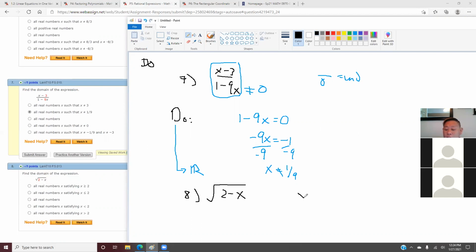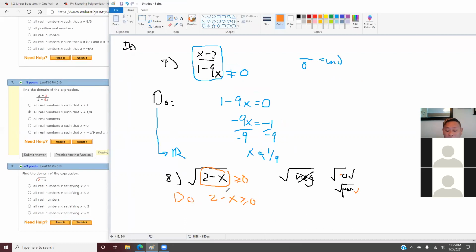Now, as you know, for a square root, you cannot have a negative number inside. You can have 0. You can have positive. So every time you find a domain for a square root, you take the inside and make it greater than or equal to 0. Greater than 0 means it's positive. Equal to 0 means it's exactly 0. So you begin to solve for x here.